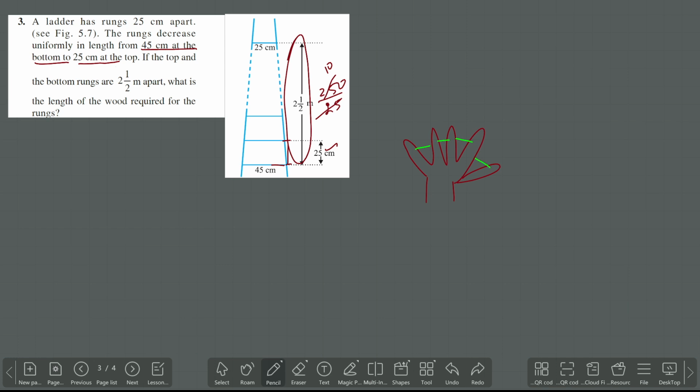So here we are counting gaps. How many gaps do we have? 10 gaps we have. But how many rungs will be there? 11 rungs will be there. One will be extra. See, if you are taking your hand, between each rung only you are getting a gap. Am I right? Then how many gaps we have? See here, gap number 1, gap number 2, gap number 3, gap number 4. When we have 4 gaps, but how many fingers we have? 5.